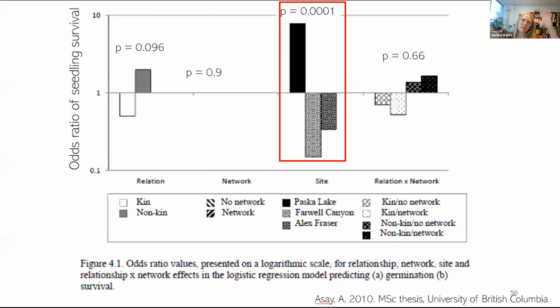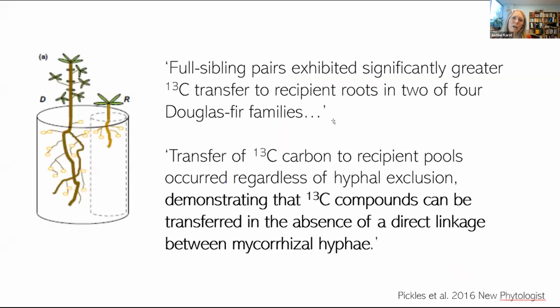So at this site survival was really high. At these sites survival was really poor. But again, this is counter to the story. We did come across 2 greenhouse experiments where they're also looking at this question. One of the greenhouse experiments was looking at this idea of kin and carbon transfer. So they set it up where they had 4 different families.